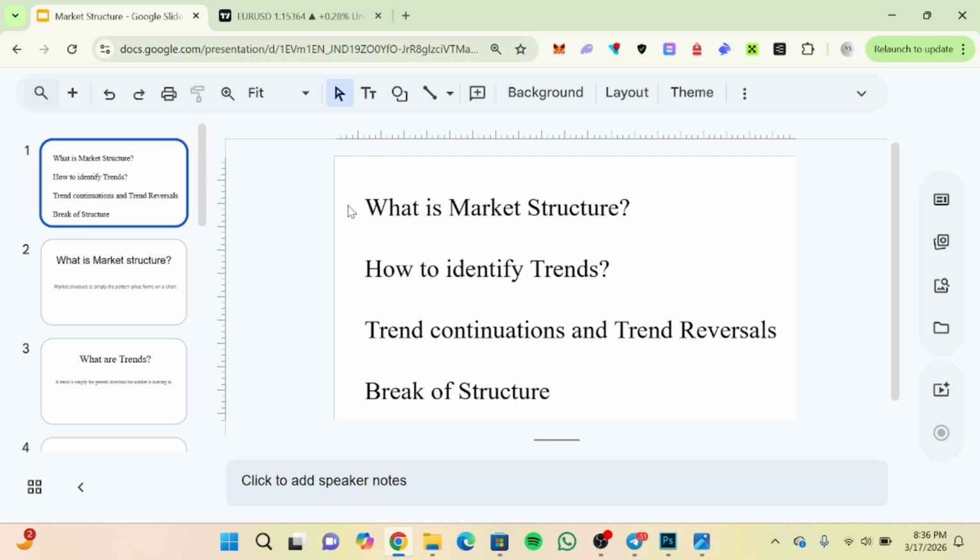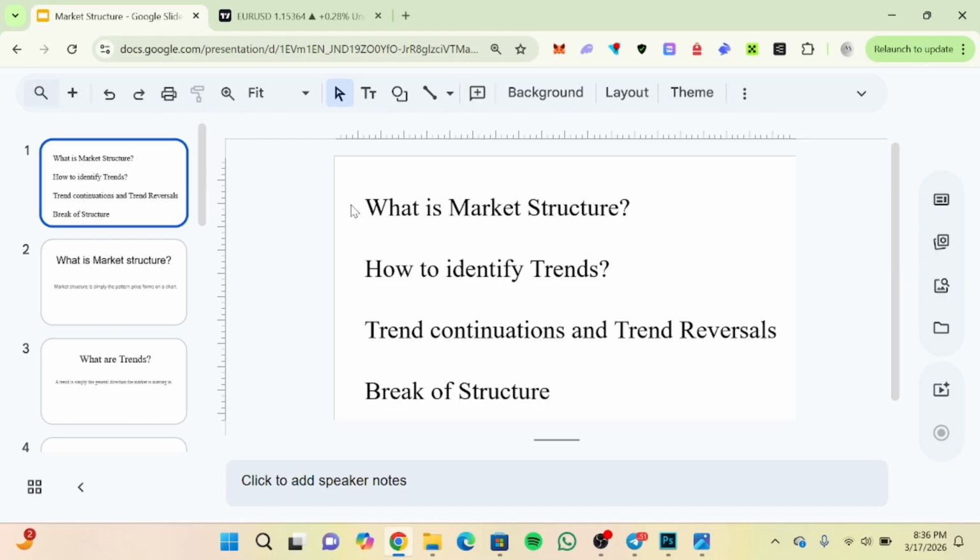90% of traders open a chart and they see random lines moving up and down. But professional traders don't see randomness, they see structure. And once you understand this structure, the market starts to make a lot more sense. In this video, I'm going to explain market structure in the simplest way possible.